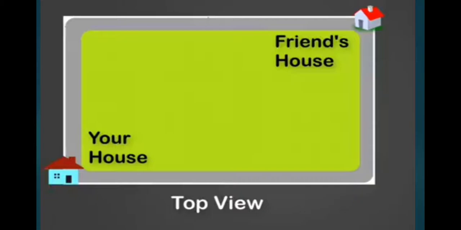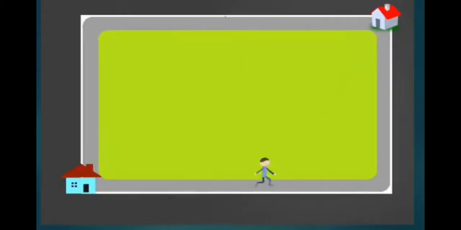Consider this example. Let's say this is the view from the top and your house is here and your friend's house is at the other end of the park. There is a road all along the park. Now let's say you travel to your friend's house like this, along this road and then along this road.